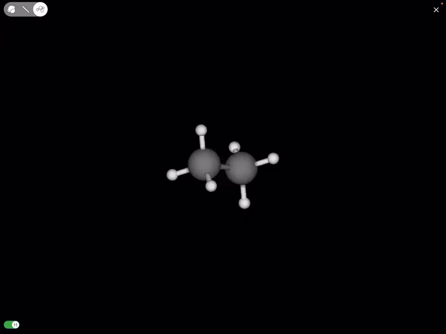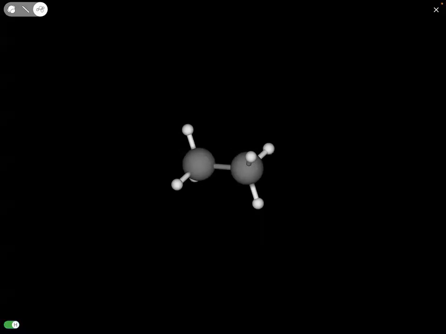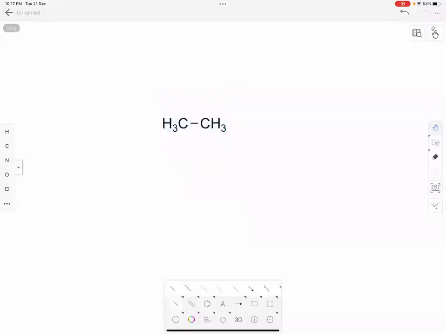These hydrogens are now in the staggered position. They can come in the eclipsed position also, and in the skew position also. They can rotate. But if you have a double bond, for example, I'll put a double bond in between.